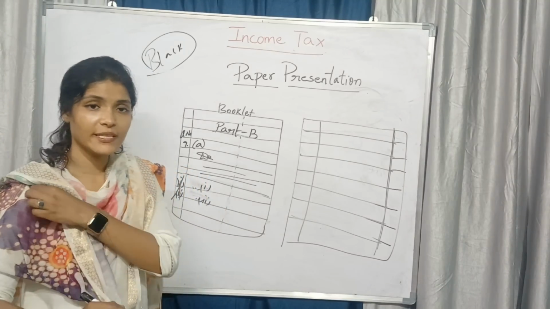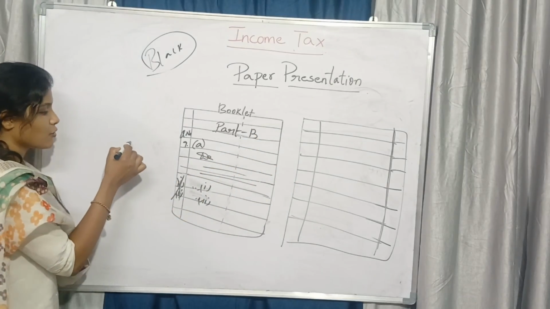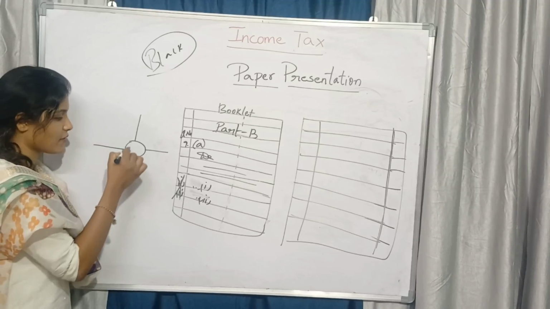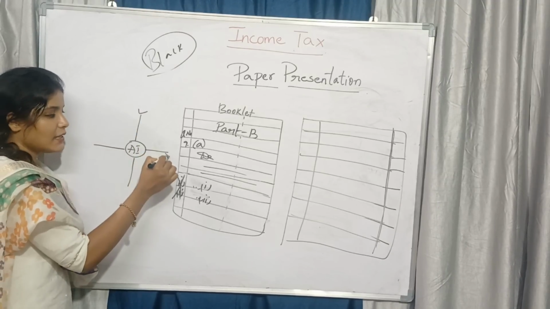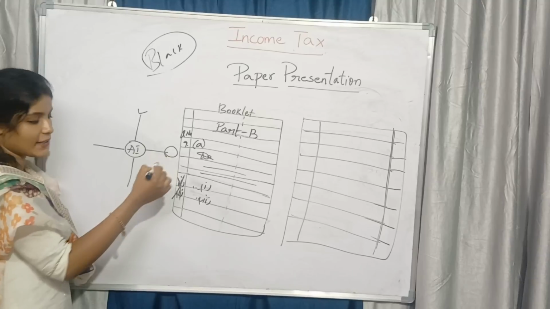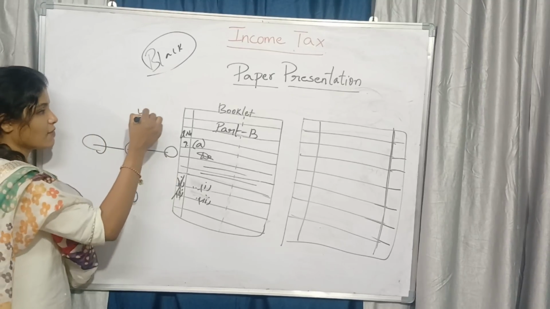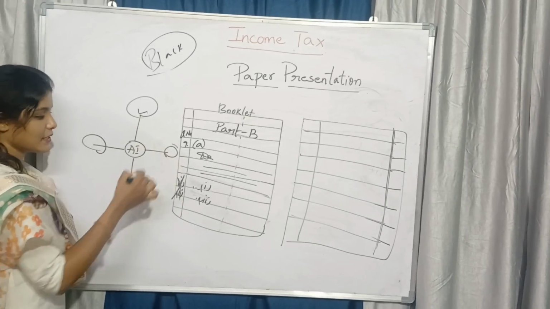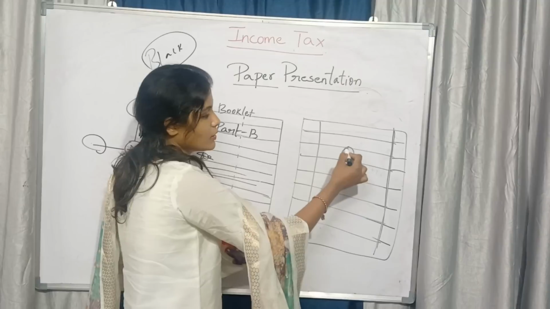When you are attempting theory from the first unit, try to draw flow charts. How can you draw flow charts? For example, agriculture income: the land should be situated in India, income should derive from the agriculture sector, revenue generated from it. Whatever points you have learned for the side headings, keep the same side headings in brackets and make a flow chart so that it will look good.